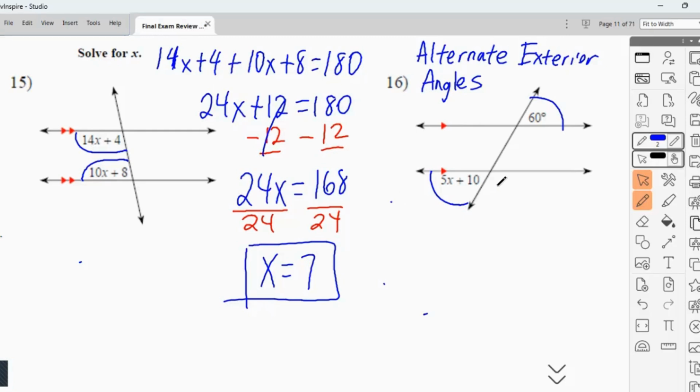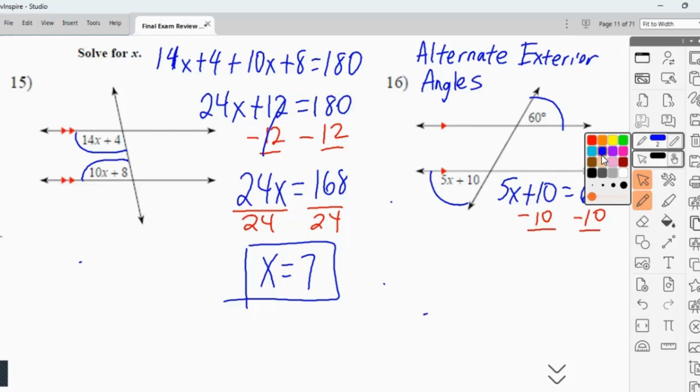So let's do this real quick. This should be 5x plus 10, and this is going to be equal to 60. What we're going to do is subtract 10 from both sides here. And let's see if I can get this to work. Yep. So what we're going to wind up doing here is we're going to go 5x. It's going to be equal to 50. So divide.